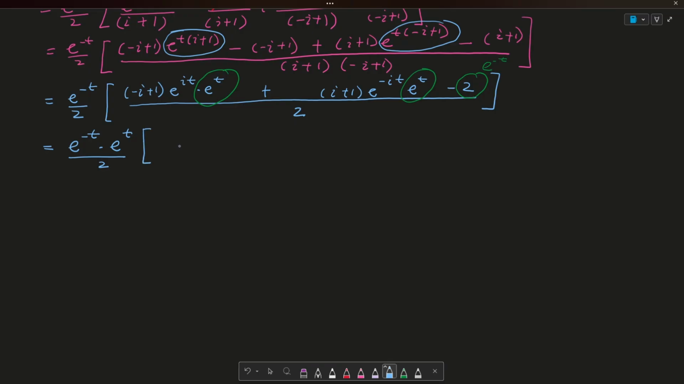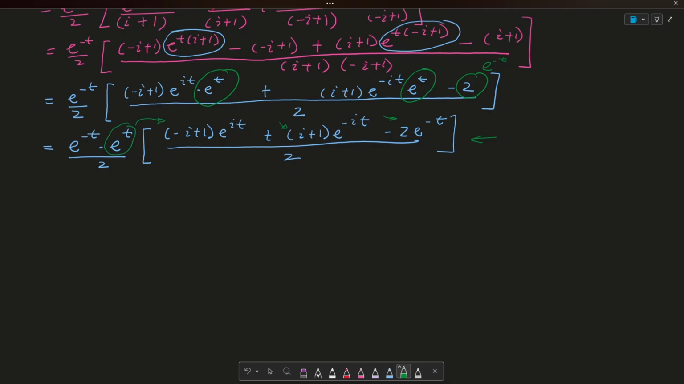So then this is multiplied by minus i plus 1 e to the it, plus i plus 1 e to the minus it, because I pulled those e to the t's out. And then in order to do that to this term, it has to be minus 2 times e to the minus t. And then this is all over this 2. Again, if you're confused by this step, simply distribute this e to the t to all three of these functions and realize that you get this function here.